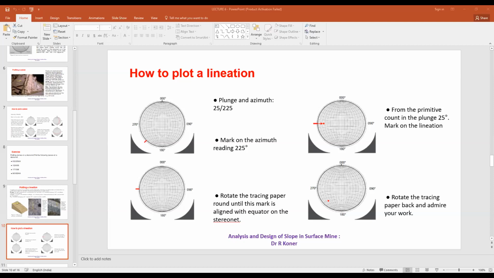Yes, that is a plot of a plane. That is a separate issue. Now we are plotting a lineation structure. A lineation structure has two components. One is the azimuth, that is the orientation, and the other is the dip amount, that is the plunge.